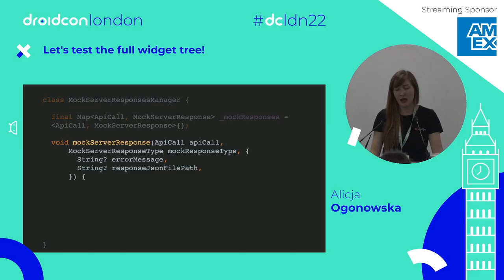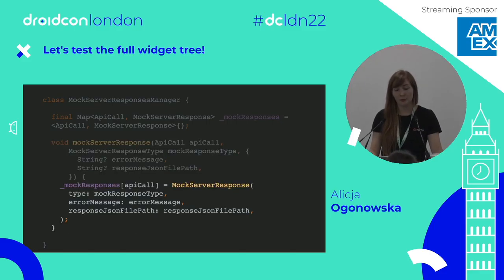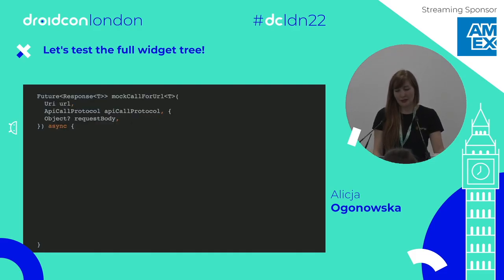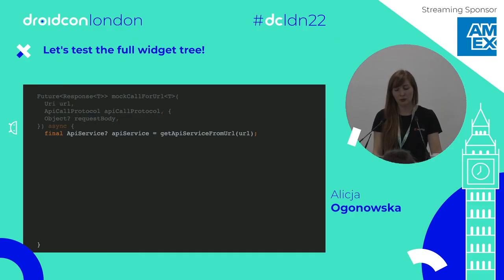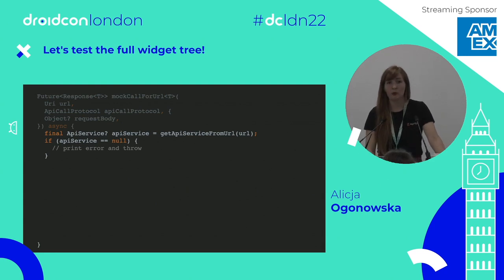And then I'm creating a method where I'll just be assigning a response that I will be preparing to a given API call. And then I need to be able to actually mock it. So this is what the app HTTP client will be calling. First of all, when I have an API call, I would like to know what kind of API service this is. And this info I will get from the URL. Of course, if it's not found, I will just print and throw so that I will be informed that I need to do some more mocking.